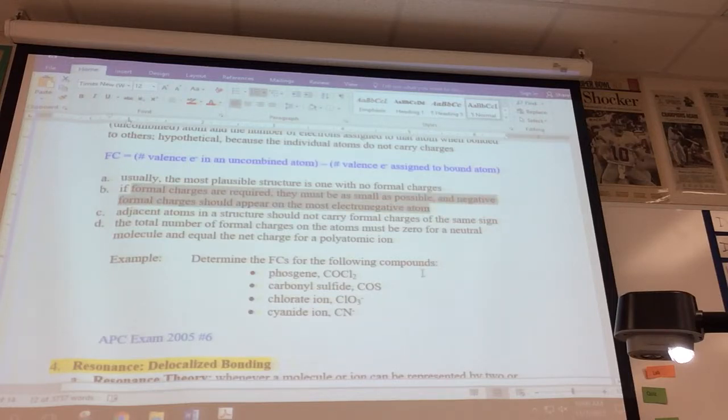most cases, the more electronegative atom will have the negative formal charge. There are a few exceptions to this. I'll show you that with carbon monoxide and cyanide ion. Adjacent atoms in a structure should not carry formal charges of the same sign, and the total formal charge should be equal to 0 if you have a compound, or the charge on a polyatomic ion.